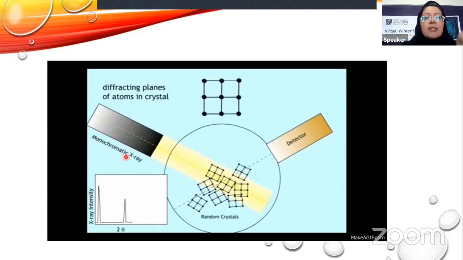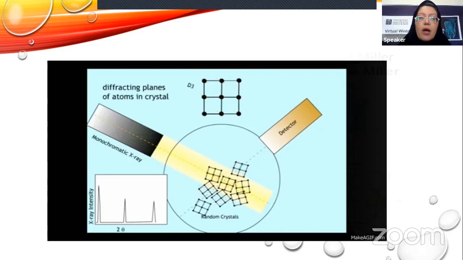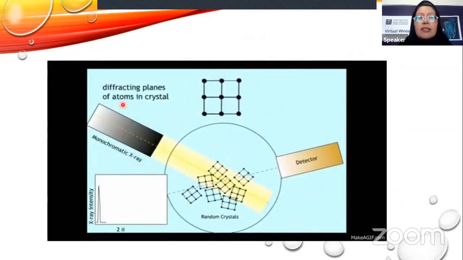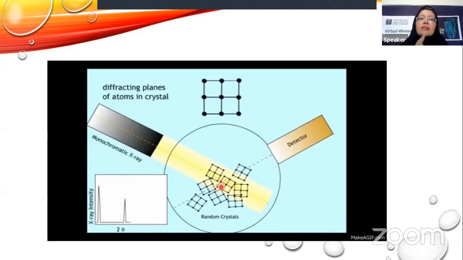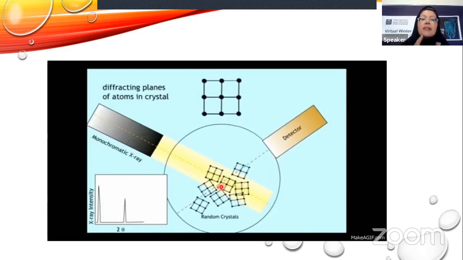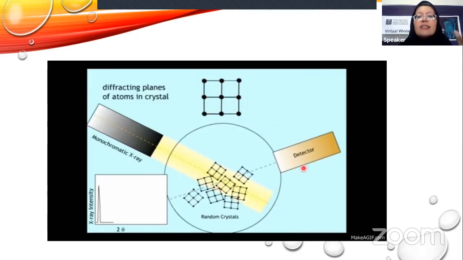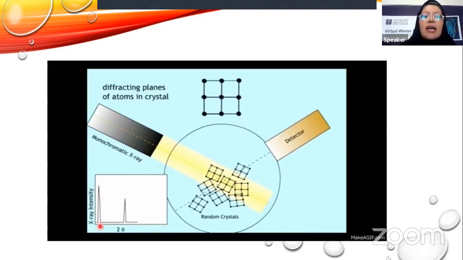We irradiate some X-rays. I don't know whether you know anything about the crystallographic planes. Here you can see the crystallographic planes of a certain material. Whenever the X-rays pass the parallel crystallographic planes, they can diffract, and whenever we have the diffracted X-ray, here we can get a peak.